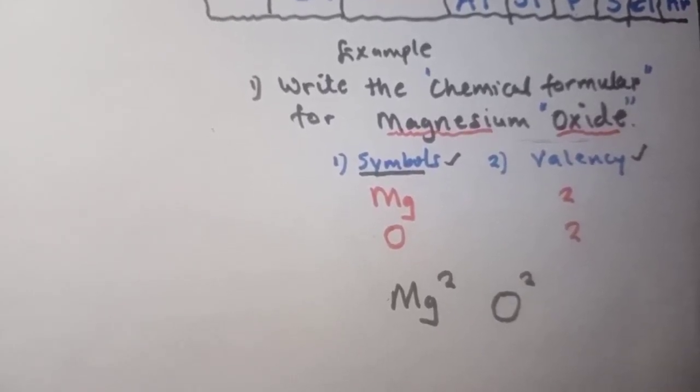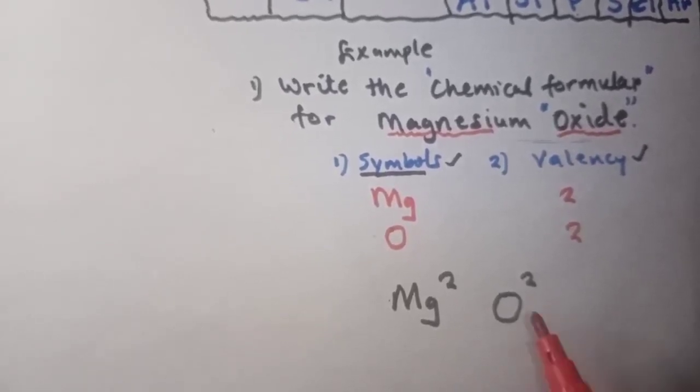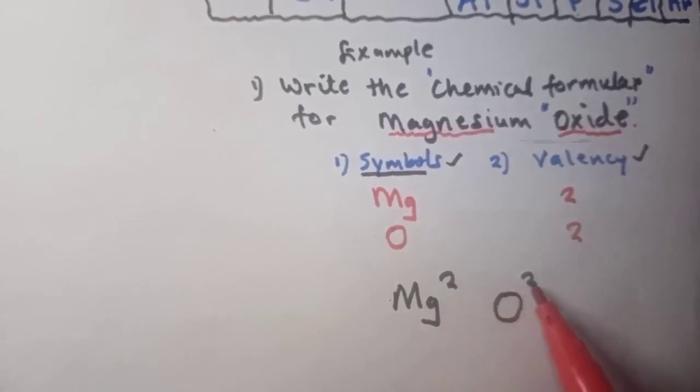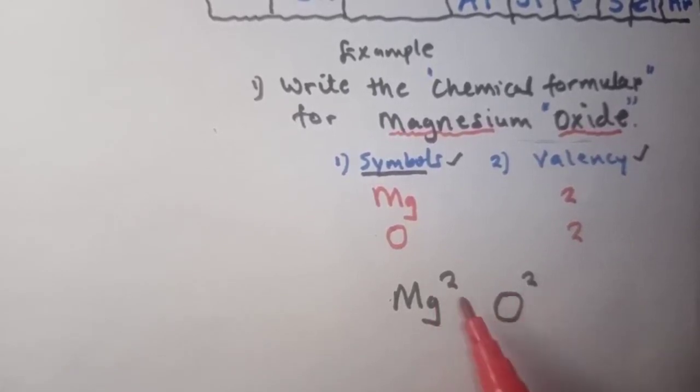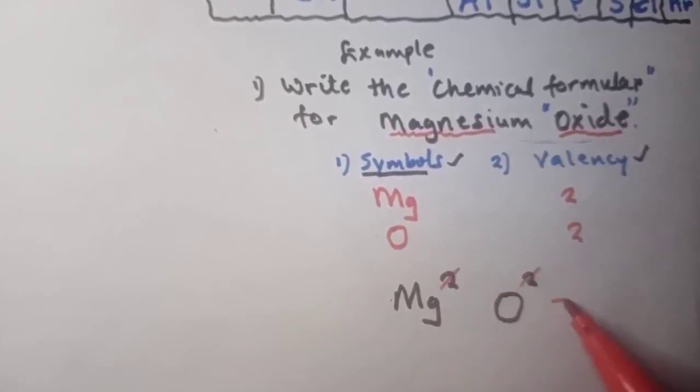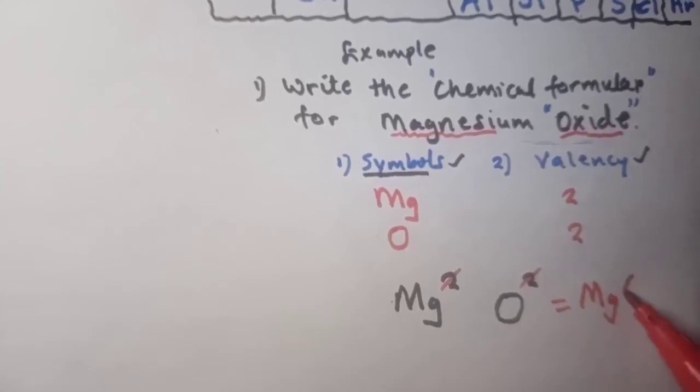After this, now what you do is that whenever you have the same valency, both elements have the same valency, the valences simply cancel out, and hence your formula will simply be magnesium oxide.